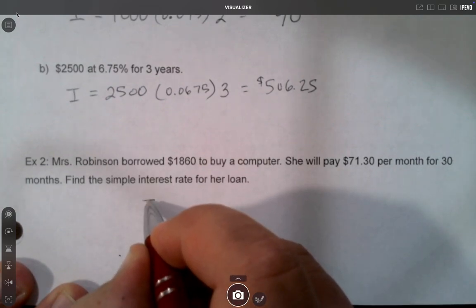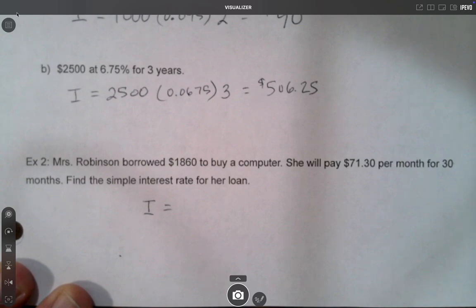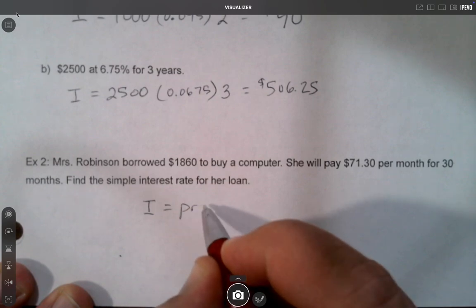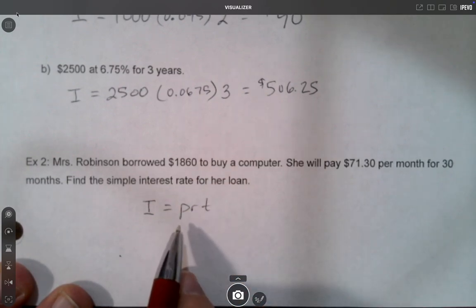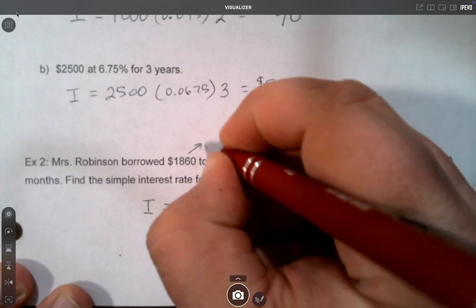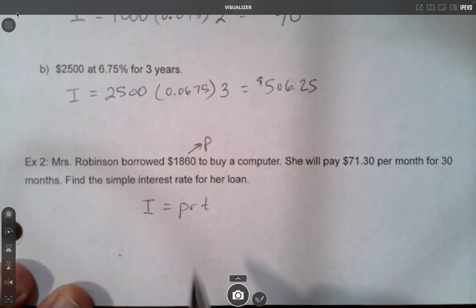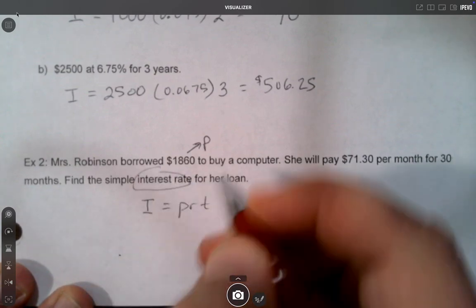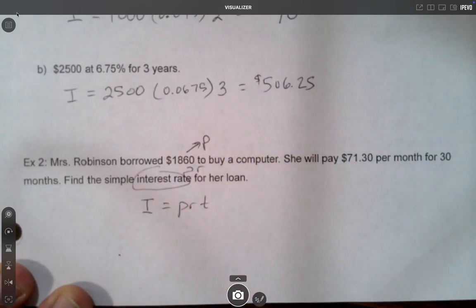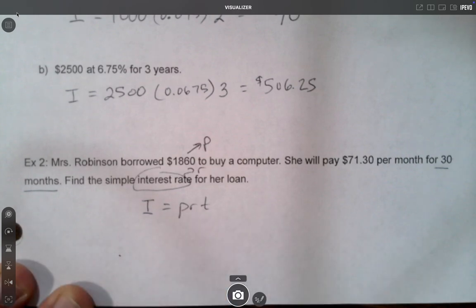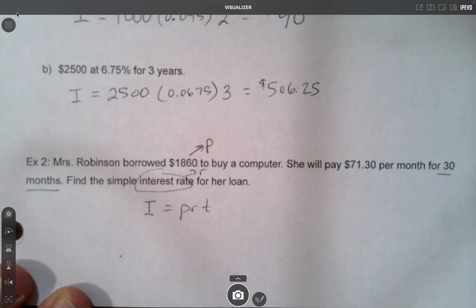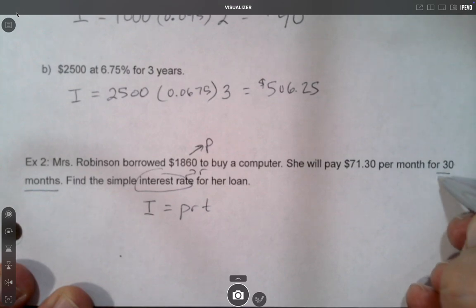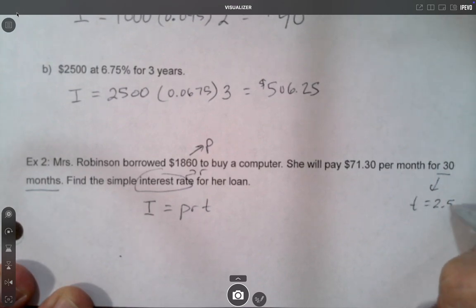Okay, so we do have a little bit more work to do here. We're looking for the interest rate. So we've got some pieces we need to find. Now, the principal, we know, it's $1,860. The interest rate is what we're trying to find. We know the time, but they gave it to us in months, so we need to convert that to years. So to do that, there's 12 months in a year, so do 30 divided by 12, and you get 2.5. So that means the time is 2.5 years.